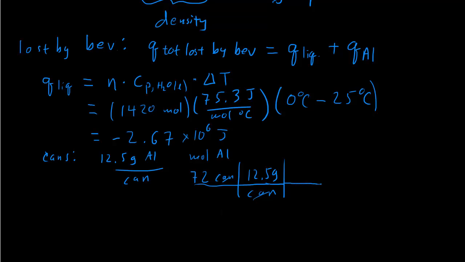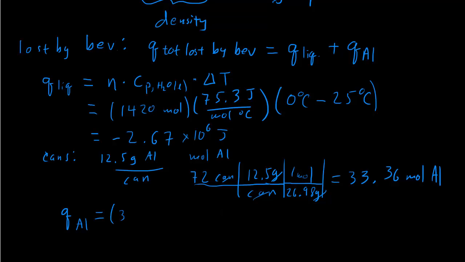And now we need to convert into moles of aluminum. So there's 1 mole of aluminum in every 26.98 grams of aluminum, and we can just look that up off the periodic table. So we just divide that, multiply all through, and we get 33.36 moles of aluminum. Alright, so now we're ready to calculate the Q for the aluminum cans. So we have n, 33.36 moles. We're using the same formula, n times molar heat capacity times delta T.